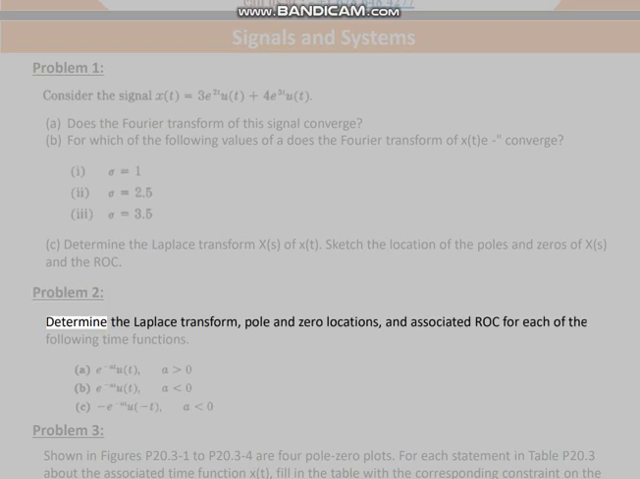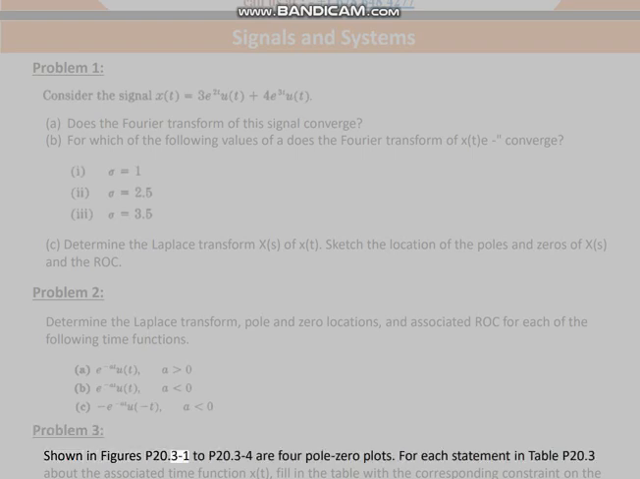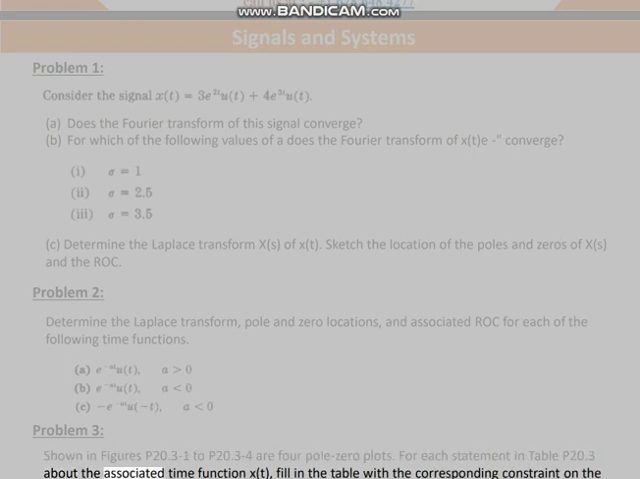Problem 2. Determine the Laplace transform, pole and zero locations, and associated ROC for each of the following time functions. Problem 3, shown in figures P20.3-1 to P20.3-4 are 4 pole-zero plots. For each statement in table P20.3 about the associated time function x(t), fill in the table with the corresponding constraint on the ROC.